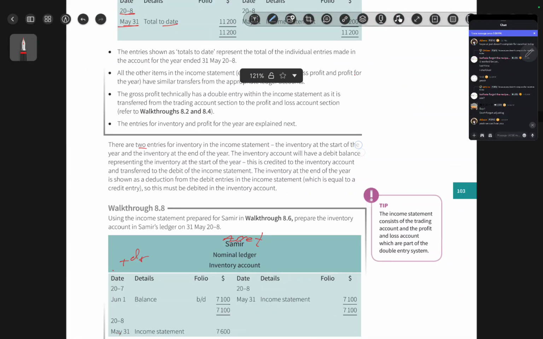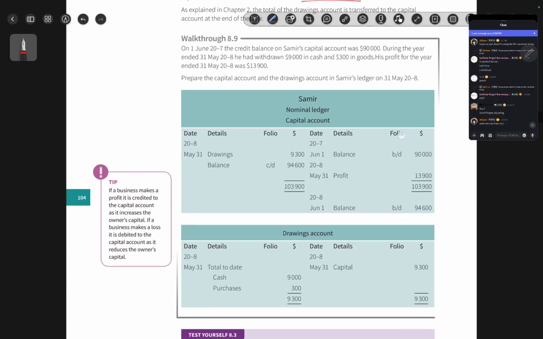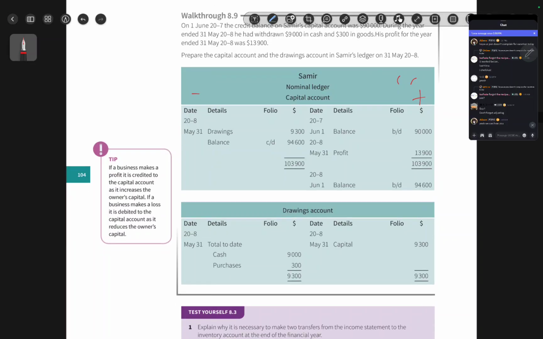All right. Inventory account is clear, I hope, and capital account is also clear, I hope. You just have to debit anything that decreases the capital and credit anything that increases the capital, because capital is credit positive. If a business makes a profit, it is credited to the capital account, as it increases the capital. If it's a loss, it's debited to the capital account because it decreases the capital.